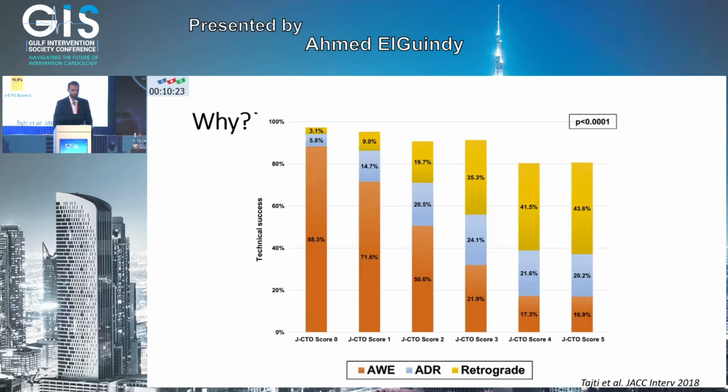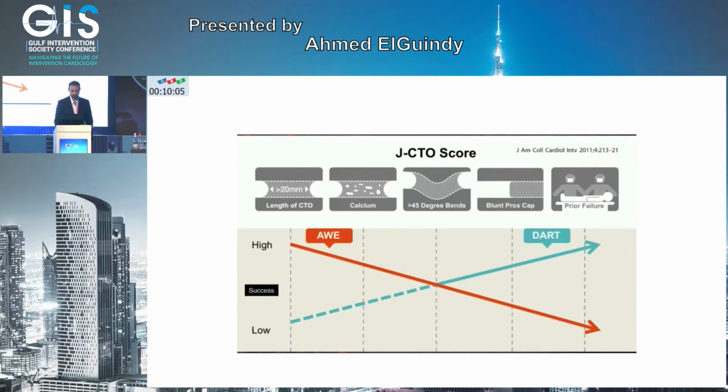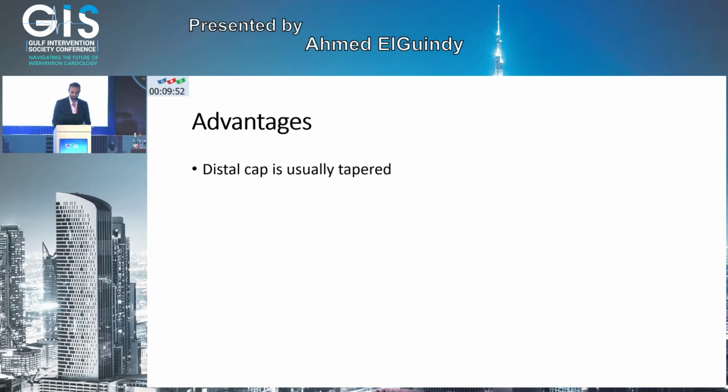So when do we move retrograde? Simple as the more complex the anatomy is, that is higher JCTO score or Castle score or Progress CTO score, you will be utilizing more retrograde, you'll be utilizing more ADR because antigrade wire escalation does not really work in such complexity. And therefore, regardless if you're thinking antigrade or retrograde, the presence of more complexity necessitates more dissection re-entry techniques, be it antigrade or retrograde, which is reverse cut.